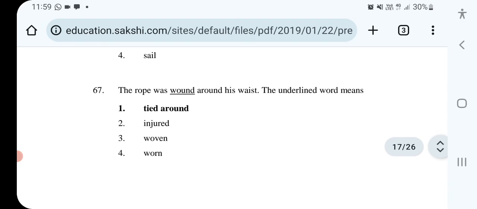I want to sell my old refrigerator. The rope was wound around his waist. The underlined word means tied around. The rope was wound means tied around his waist.